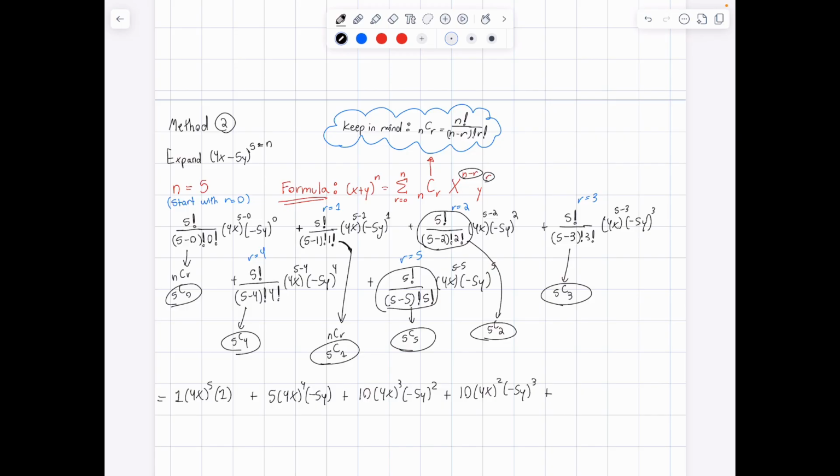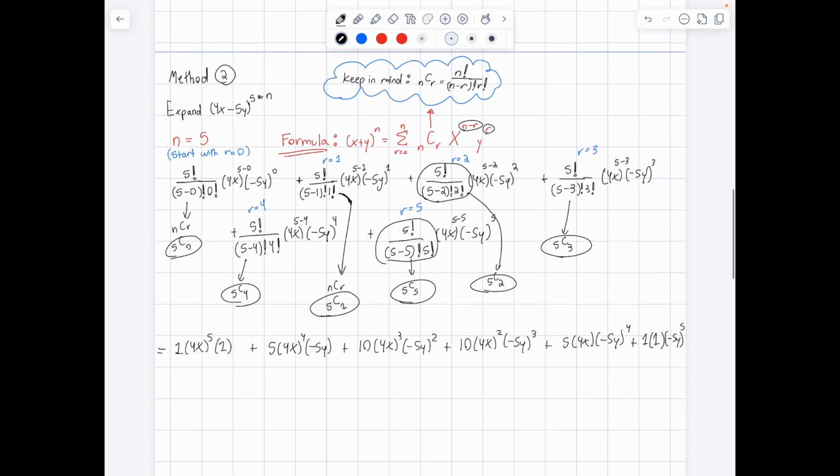Plus 5C4 is going to become 5, 4x, negative 5y to the power of 4, and our very last one, 5C5 is going to become 1, and then anything to the power of 0 is going to become 1, and then you just have your negative 5y to the power of 5. Perfect. Now I'm just going to simplify this fully. You can use your calculators, go at your own pace. I'll just be writing the full answer.